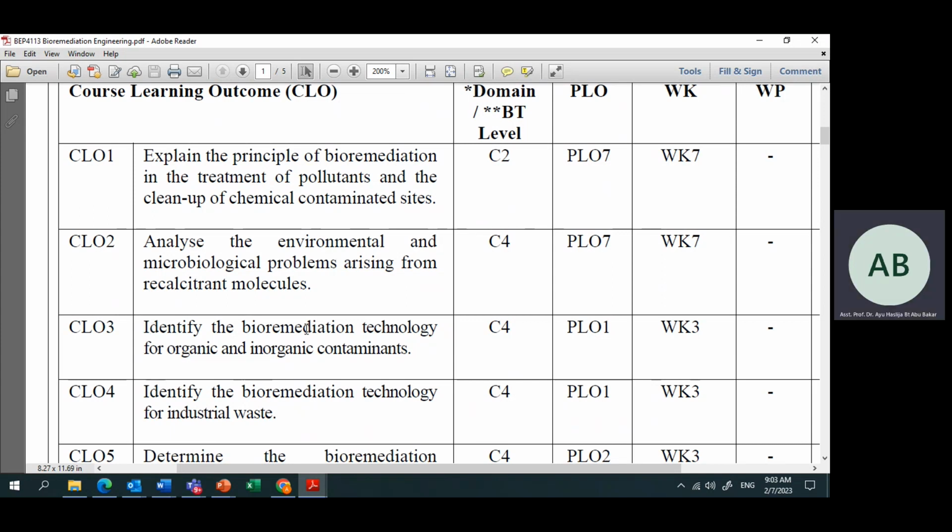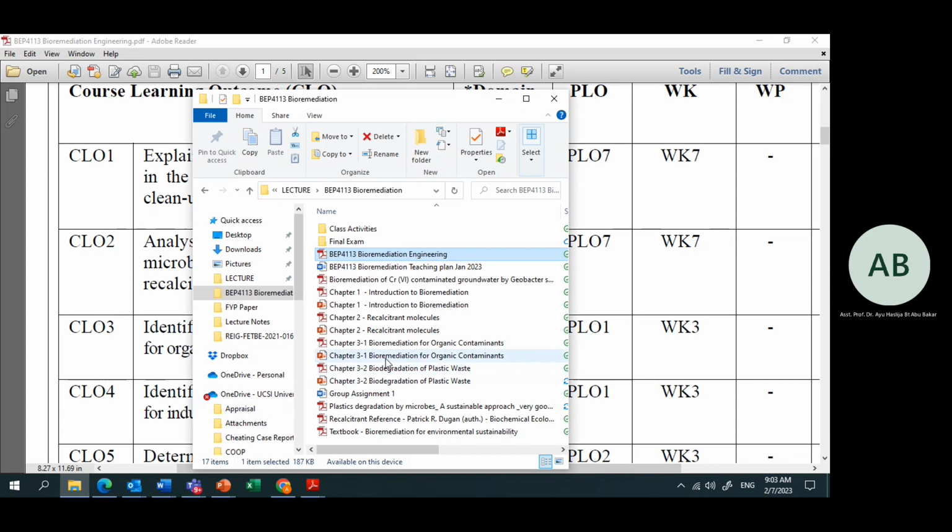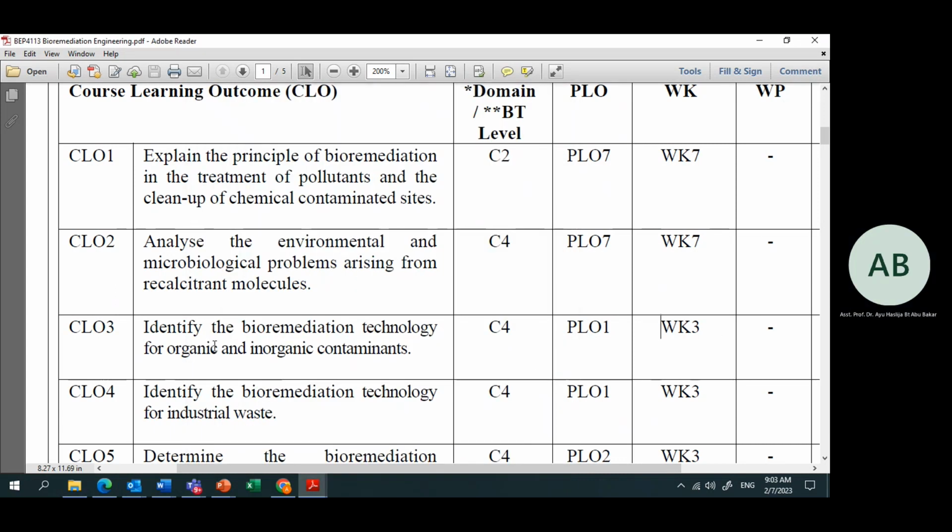CLO3, identify the bioremediation technology for organic only. So this one is the one just now, the plastic waste. And another one, enzymatic degradation. Chapter 3, part 1, part 2. Okay, I will not cover part 3 in your midterm. Part 3 perhaps in the exam. Okay.